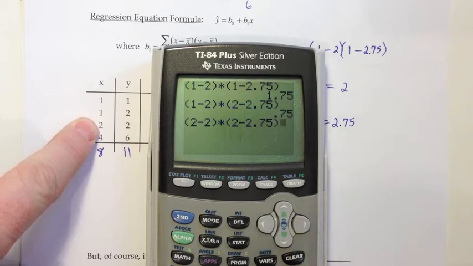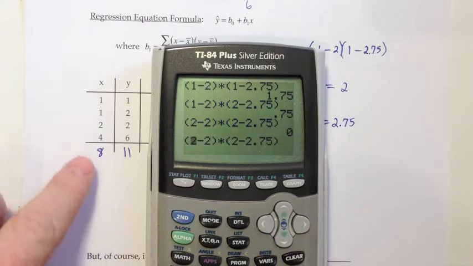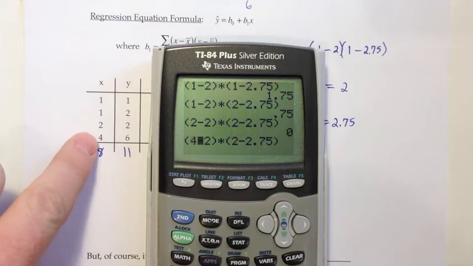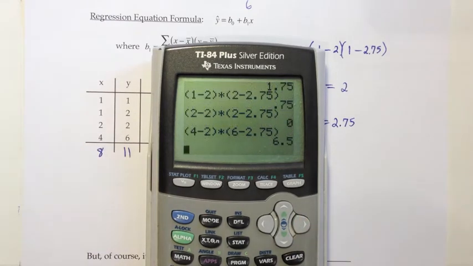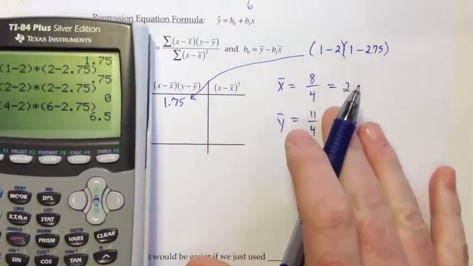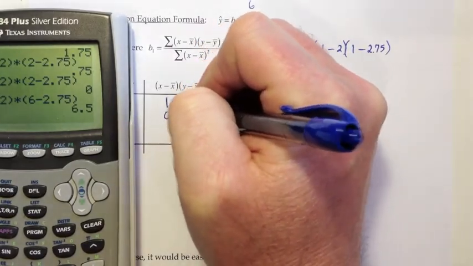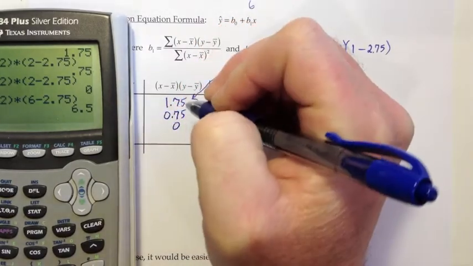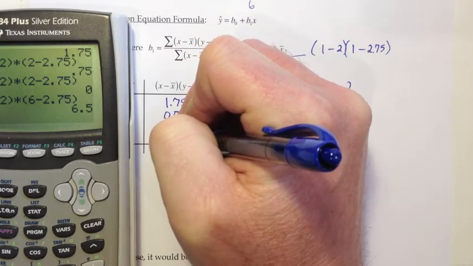I'll do this on the calculator, but you can see the 2 minus 2 is going to be a 0, so 0 times anything will give you a 0. And then finally on the last one, the x is a 4 and the y value is a 6, and we get a 6.5 for the product. So we had the 1.75 in our table already, and I'll just add these next 2 in there. We got 0.75 for row 2, a 0 for row 3, and 6.5 for row 4.